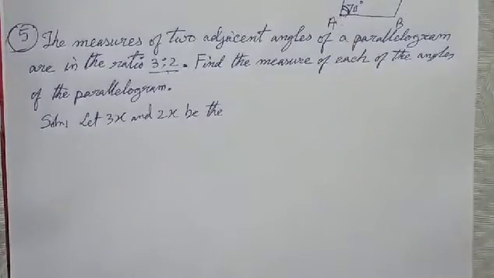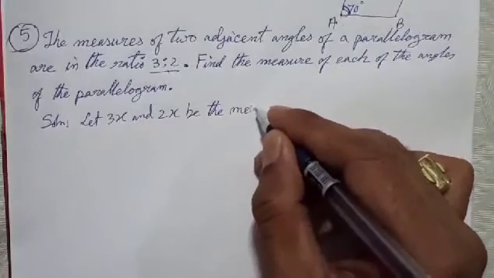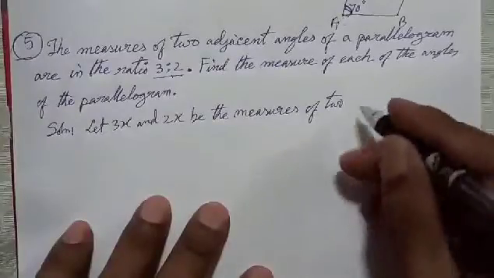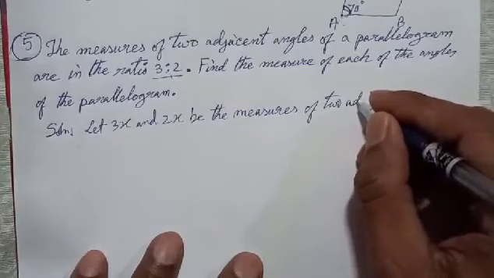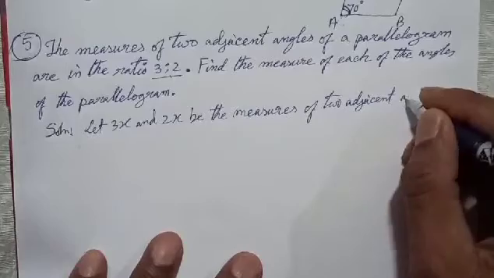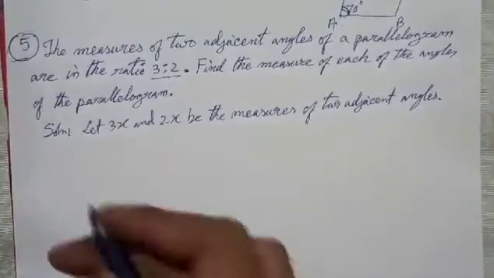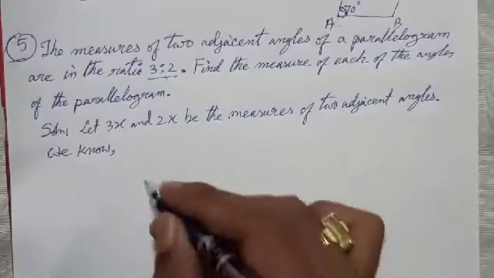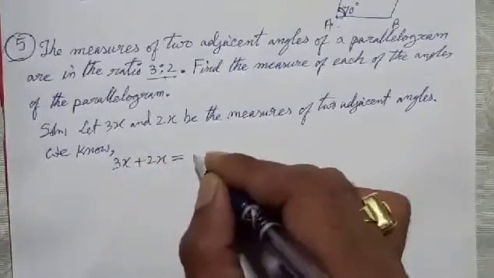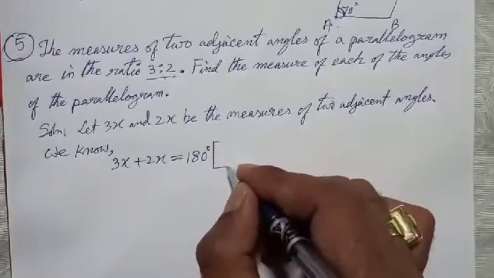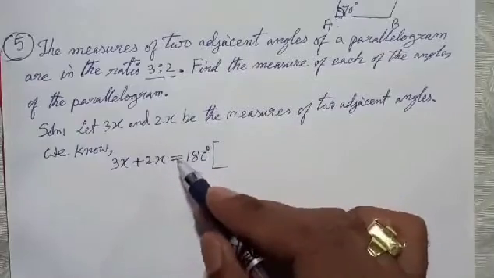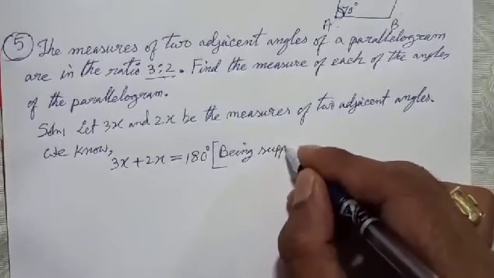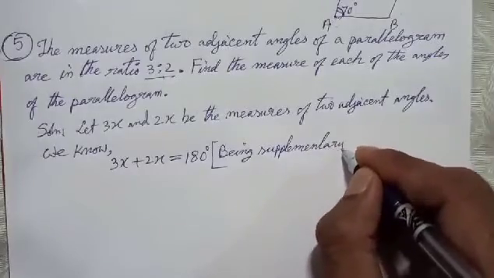We know that by the property of a parallelogram, the sum of the two adjacent angles must be supplementary. Being supplementary angles, 3x plus 2x is equal to 180 degrees.